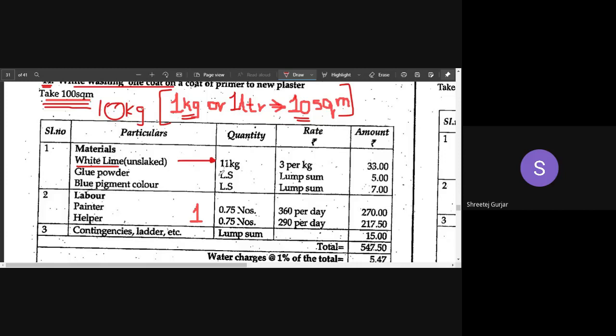Now glue powder is required. We add glue powder into the mixture so that it is properly bound and can be applied on the wall. For the blue pigment color, or any pigment color you want to add, you can write those down as a lump sum and add that rate or amount to your total.